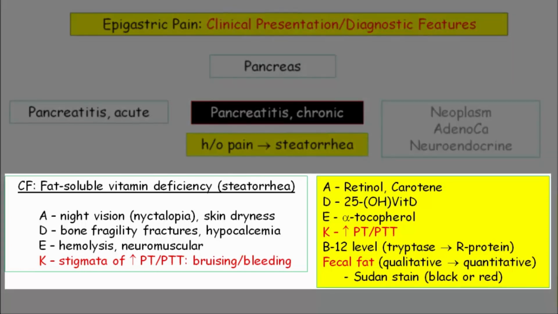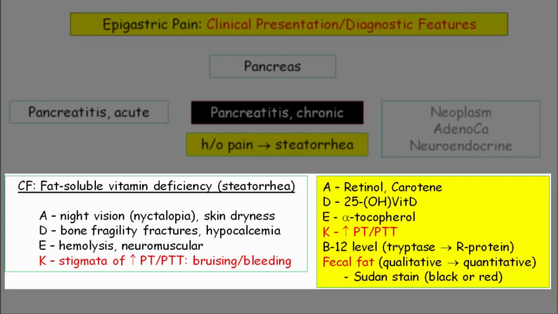This slide shows tests for vitamin deficiencies, including retinol or carotene levels for vitamin A deficiency. 25-hydroxyvitamin D, which assesses overall body stores, is the best lab test to assess vitamin D deficiency. Vitamin E is assessed with the alpha-tocopherol level. And do note that B12 deficiency may be seen in chronic pancreatic insufficiency due to lack of trypsin, which frees cobalamin from salivary R protein, permitting the binding to intrinsic factor.